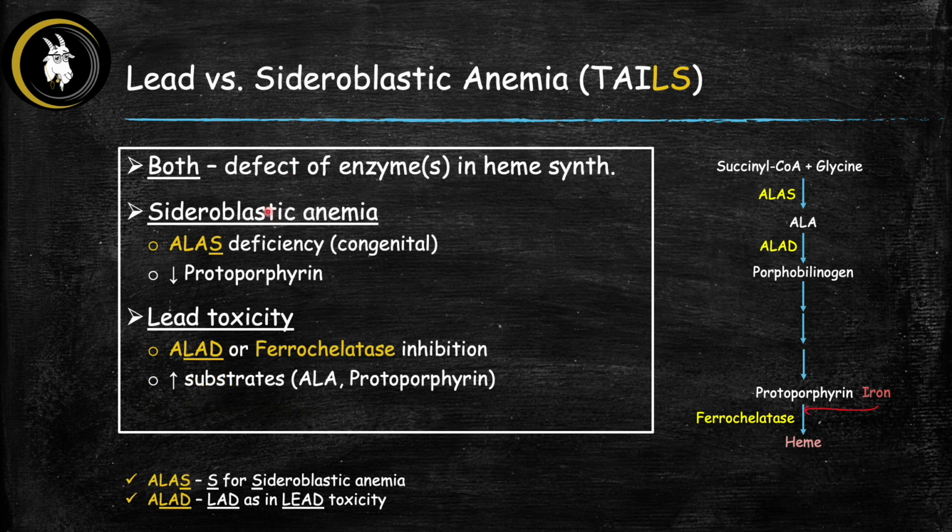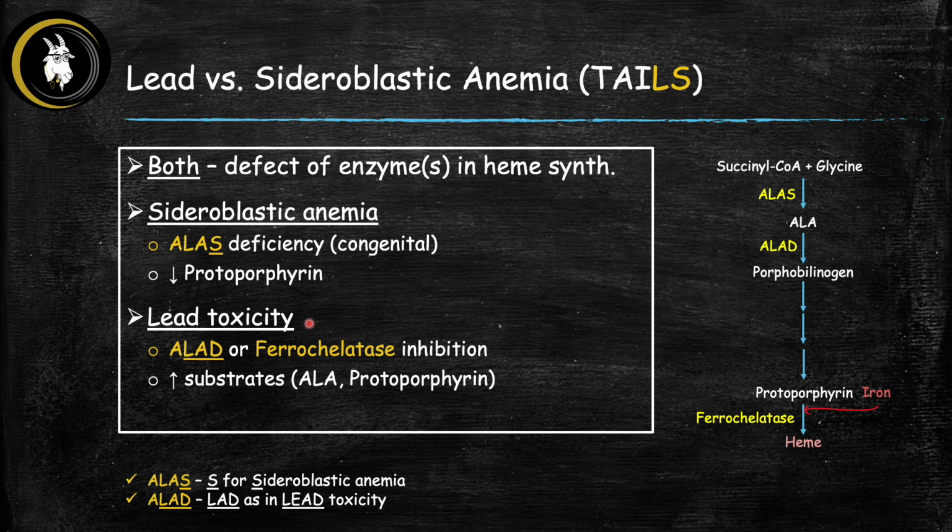So in both lead toxicity and sideroblastic anemia, there's a defect in one of these enzymes in heme synthesis. In sideroblastic anemia, the enzyme that's problematic is ALA synthase, or ALAS, which is the first enzyme. So in sideroblastic anemia, we have an ALA synthase deficiency, and this is going to lead to decreased protoporphyrin levels because we cannot synthesize protoporphyrin because step 1 is inhibited right here.